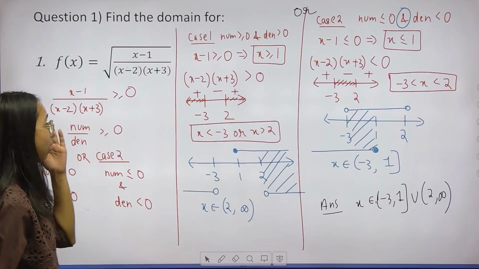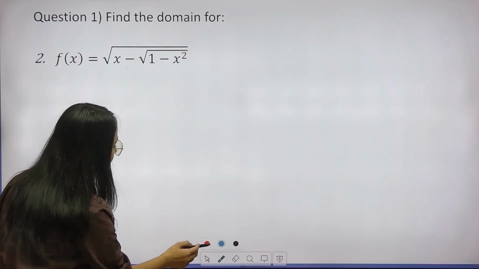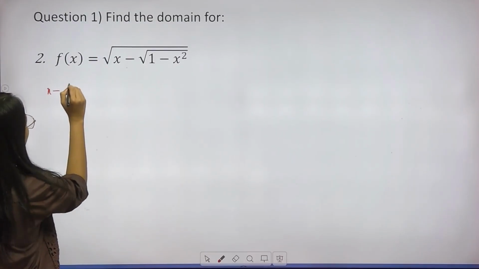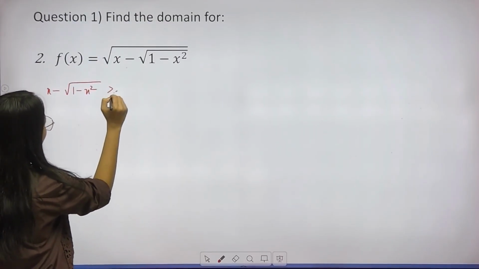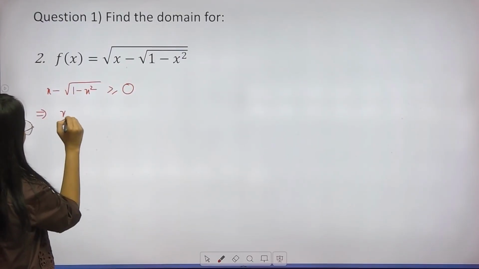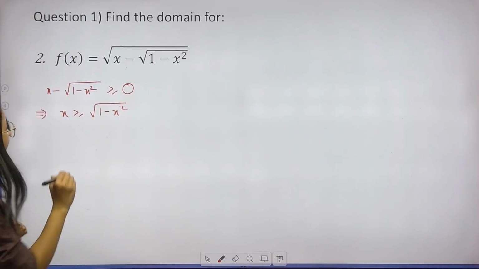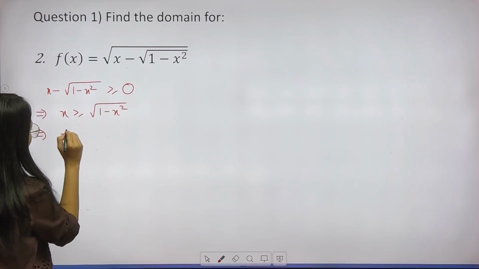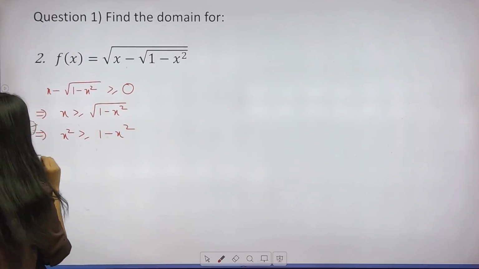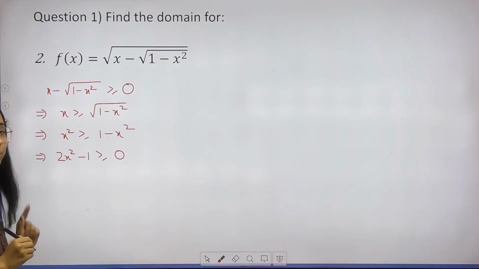Okay. All right. So let's move on to another question. Here we need to find the domain of this particular function. Again, anything inside the root needs to be greater than or equal to 0. Okay, so let's solve it. Now we have that x is greater than or equal to under root of 1 minus x square. Now we'll do squaring both the sides. We get x square is greater than or equal to 1 minus x square, which makes it 2x square minus 1 is greater than or equal to 0.